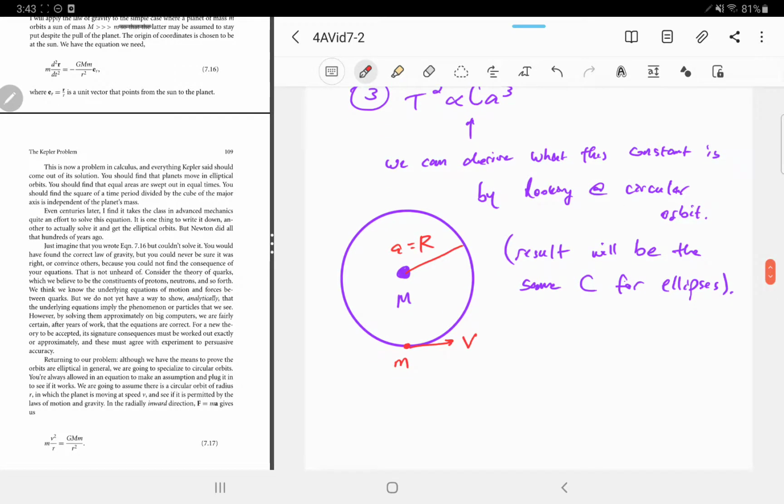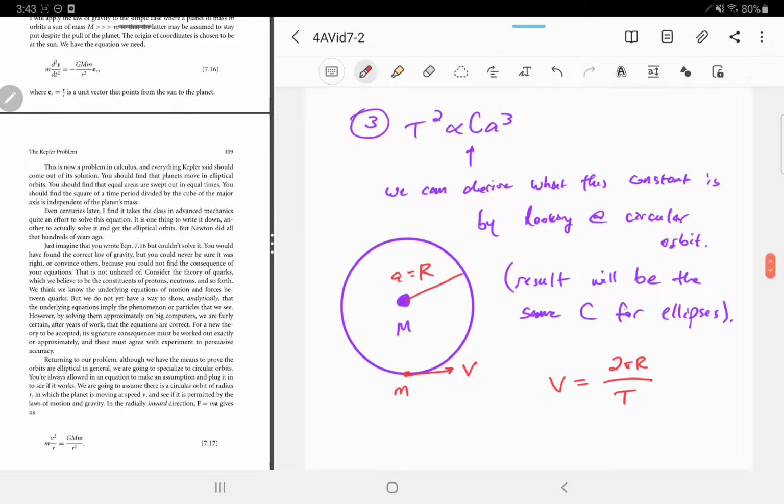Okay, let's write down some things we know here. T is the amount of time it takes to go once around the circle. So the speed of the object is the distance divided by the time. The distance it moves is 2 pi r, the circumference of the circle, and it takes a capital T amount of time to do it, the period. This will be one of the two equations that we have to play with.